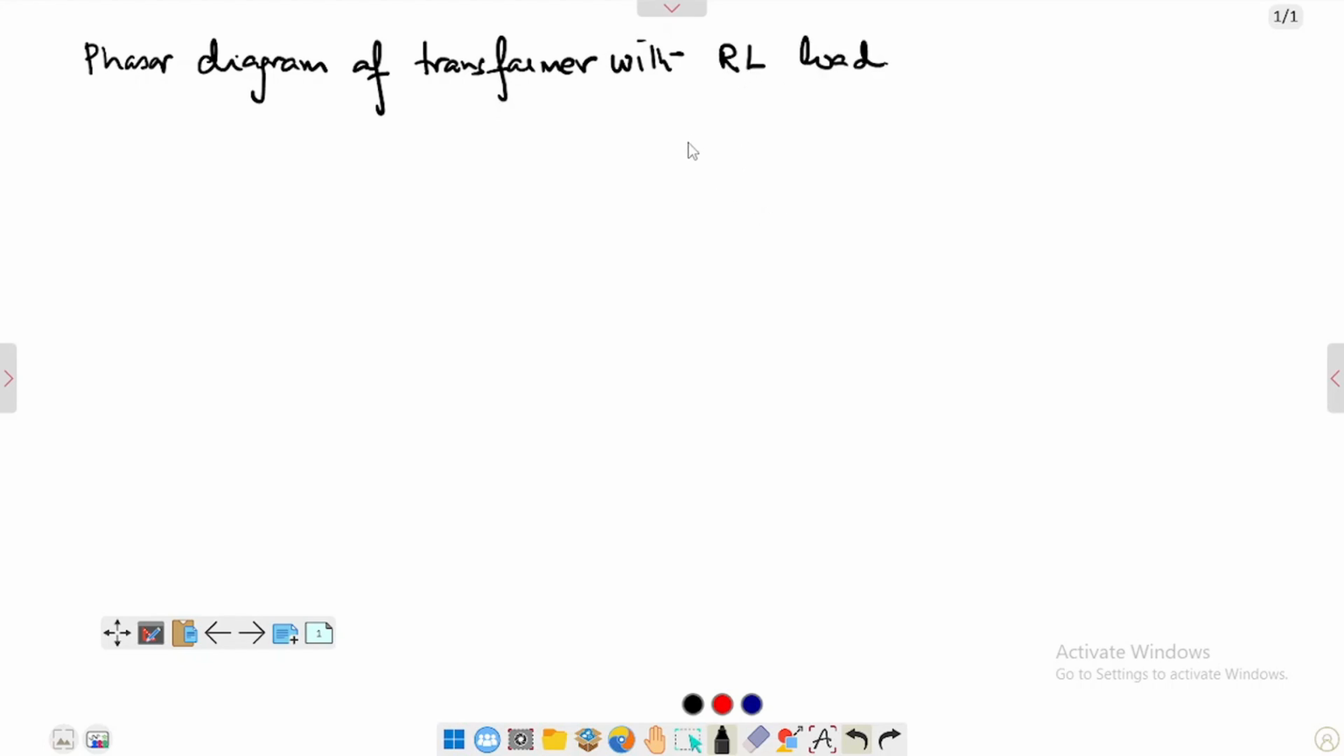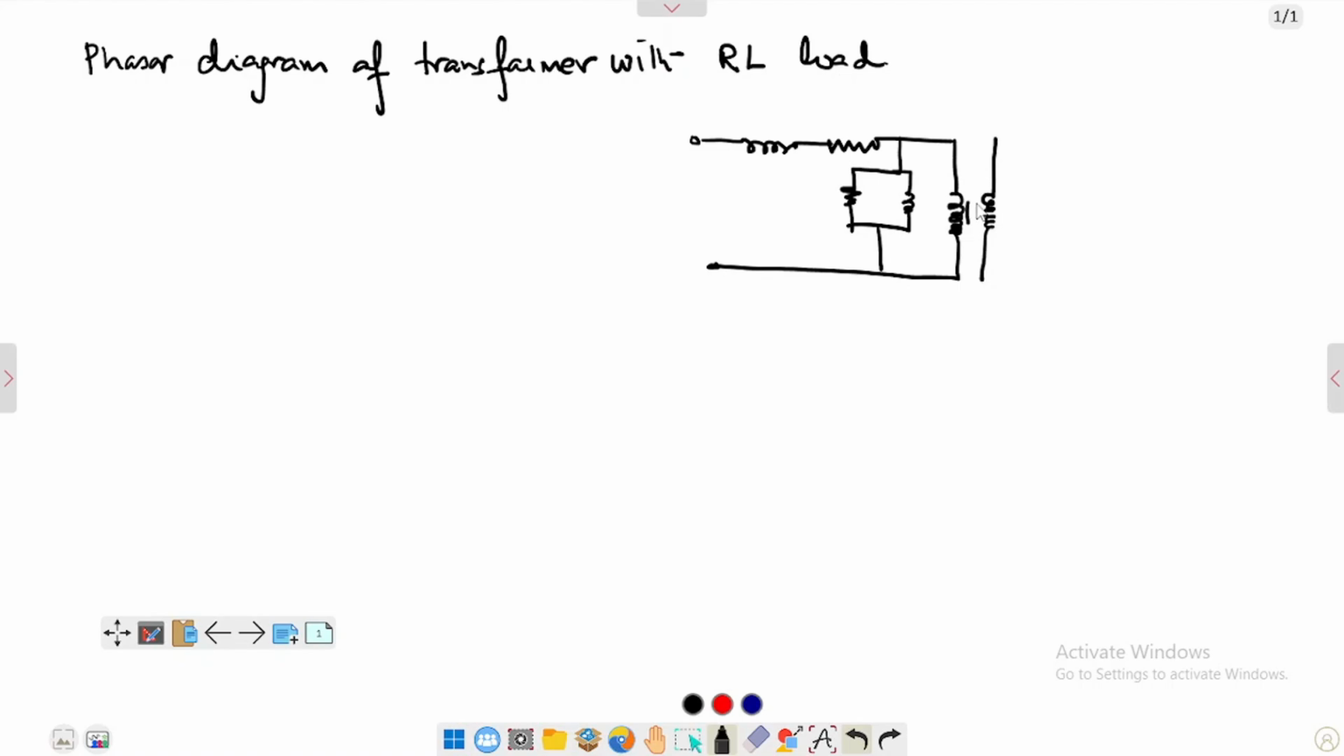phasor diagram of transformer with RL load. So to draw this phasor diagram, always draw the transformer circuit first. Transformer equivalent circuit. You must draw the equivalent circuit all the time before drawing the phasor diagram of transformer.